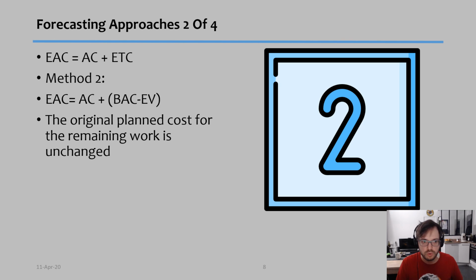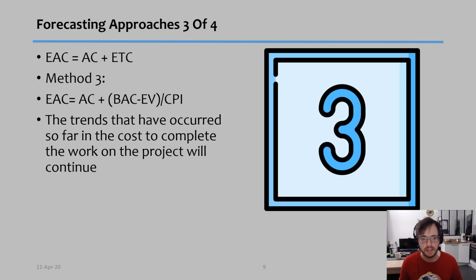Now, method 2 is a little bit simpler, and it says that the EAC will be equal to the actual cost plus the BAC, or budget at completion, minus the earned value. So what does this mean? It means that we are using the original planned cost for the remaining work, unchanged, and therefore all we're doing is switching with how much we have actually earned so far. This one is very easy to do, but the problem is, again, it is not very realistic, in my opinion, of what will happen in the future, but it's another method that can be used.